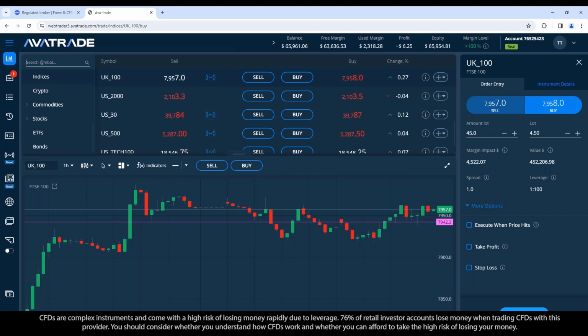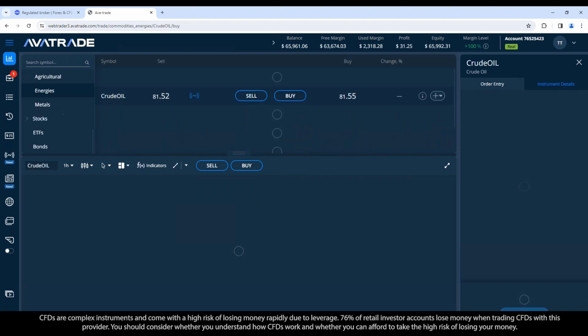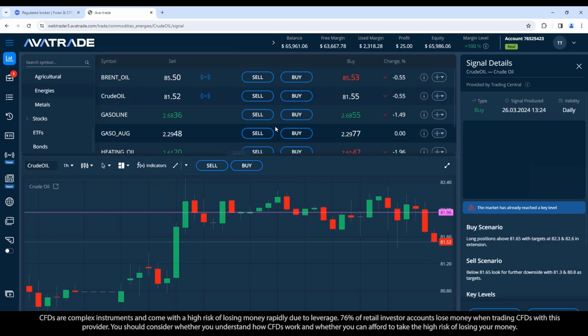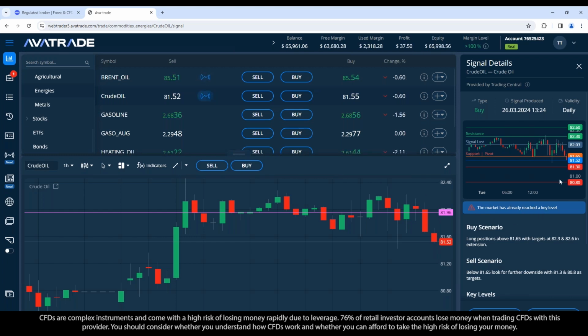And so maybe we switch instrument classes. Let's look at something like crude oil. We can see that there is a signal on crude oil. It's a buy signal, but this buy signal already is invalid. It says the market has already reached a key level, and you see it broke the support level. If anything, this doesn't surprise me that this signal went bad, and let me explain the fundamentals behind it.